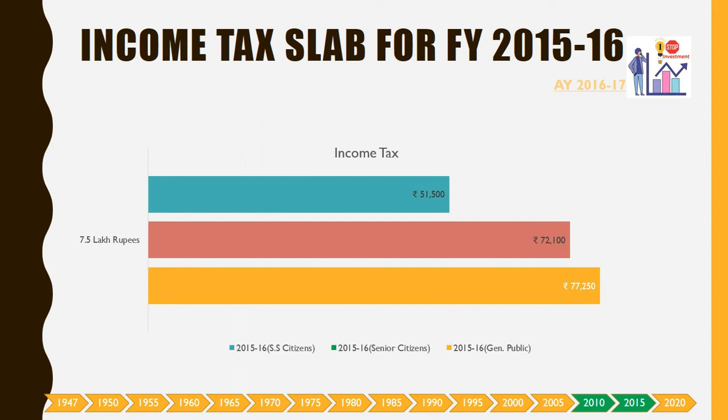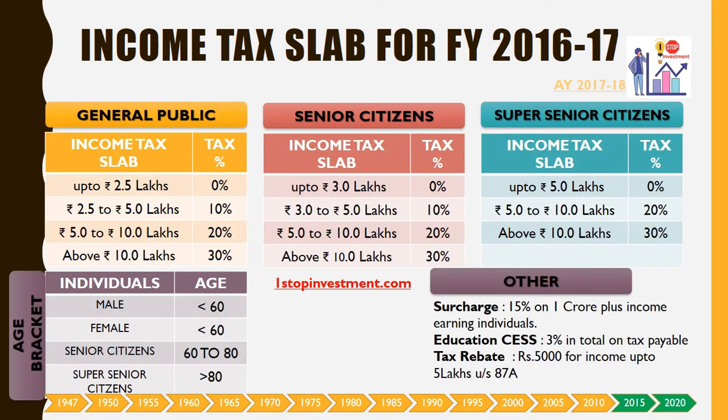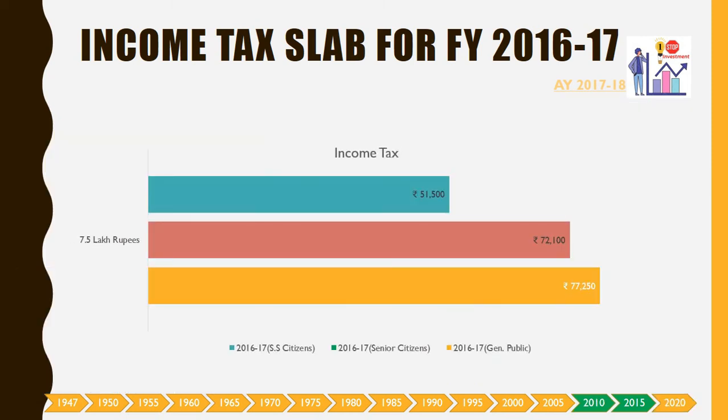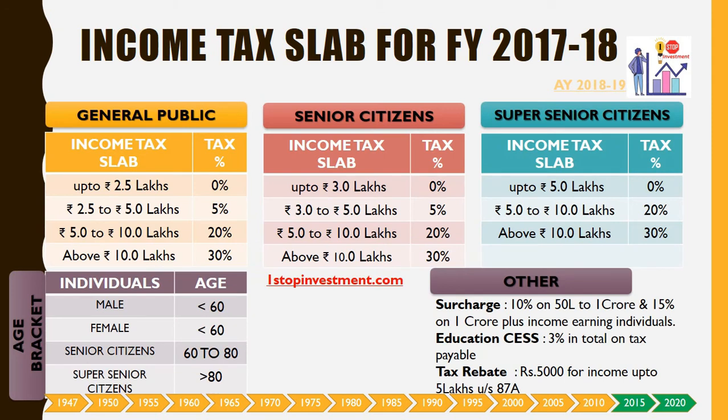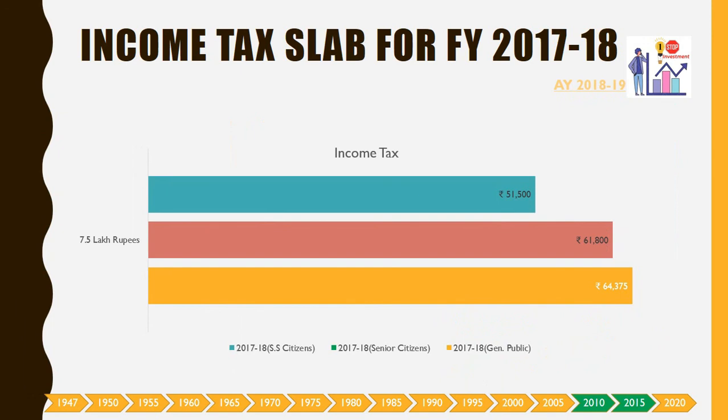In 2016, tax rebate was increased from 2000 to 5000 rupees for income up to 5 lakhs. Again, no change in the tax slabs in this year too. In 2017, the second level of tax bracket was reduced from 10% to 5%. For a total income of 7.5 lakhs, a person had to pay 64,375 rupees as tax, which is 17% lesser than the previous tax slabs.